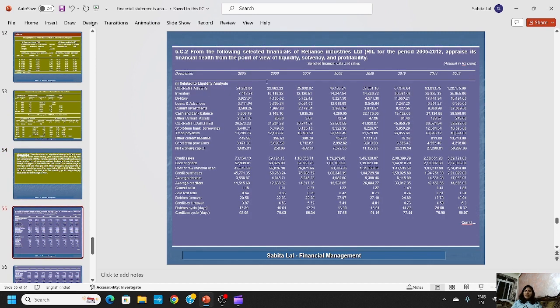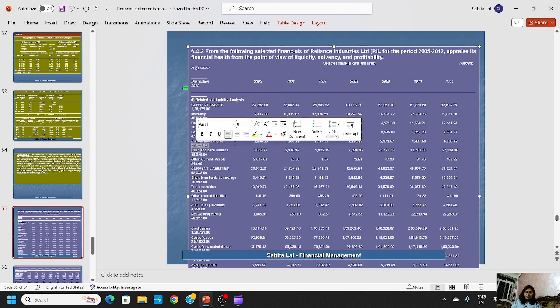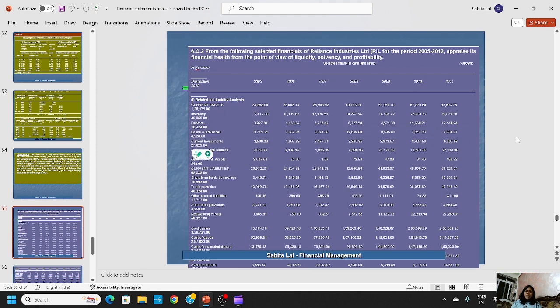Now the second one is again based on Reliance Industries 2005 to 2012 data. So here the data for 2005, 6, 7 till 12 is given. Based on that data related to the equity liquidity analysis, your current assets, whatever your inventory, debtors, loans and advances, current investment, cash and bank, other current assets, I told you that this is the full thing, your current assets are given and current liabilities are given. So if current assets and current liabilities are given, see here the net working capital is given. So you are able to calculate that net working capital.